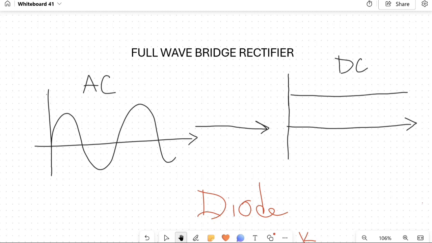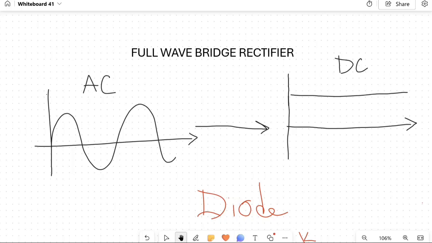In this short lecture, we will talk about full bridge rectifiers. So what are rectifiers? These are electronic devices that can convert our AC signal to DC. So why do we need that? Because most of our electronic devices are powered by a DC source.